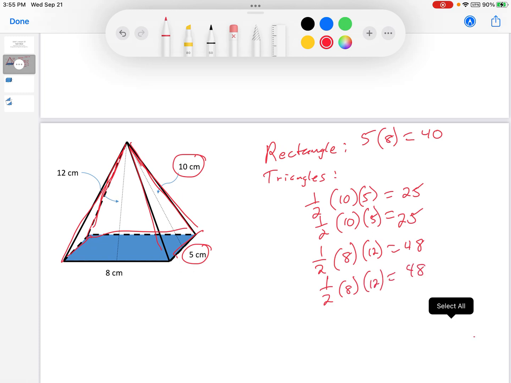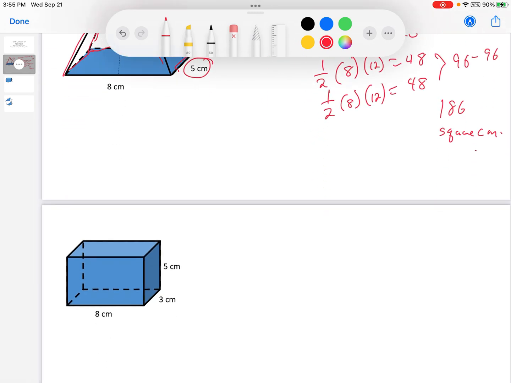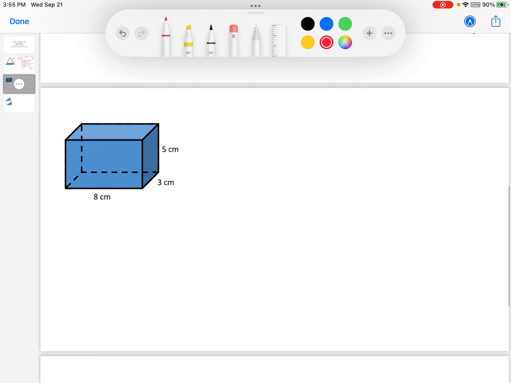And then to get the whole surface area, we have to add up all of these numbers. 40 plus 25 plus 25 plus 48 plus 48. 48 and 48 is 96, 25 and 25 is 50, and 40 is 40. 50 and 40 makes 90. 90 plus 96 makes 186, and this is in square centimeters. And that is how you find the surface area of a rectangular pyramid. Let's move on. Let's go to a rectangular prism.